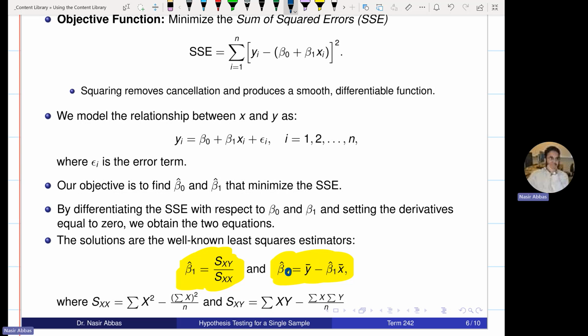So how did we get these formulas of beta naught hat and beta 1 hat? The background story is that we are trying to minimize the distance between the points and the lines, the squared distance between the points and the lines.